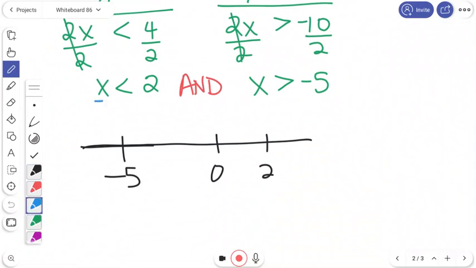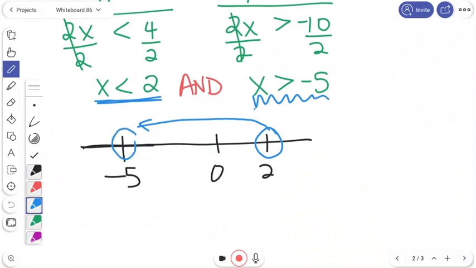So this first one says x is less than 2. I'm going to do an open circle because it's not including 2. It says just less than. And we're going to shade left for less than. This one says x is greater than negative 5. So open circle, and I'm going to shade everything greater than. And "and" tells us they have to overlap.